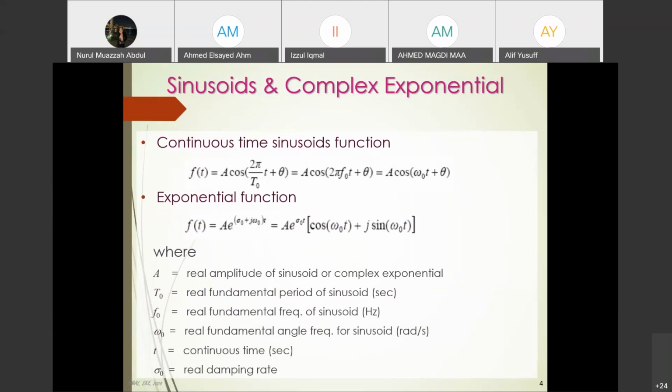I believe that you already learned this before. When we say sinusoid function, it involves cosine, which is cos, or sine function. This is the basic form of the cosine function.